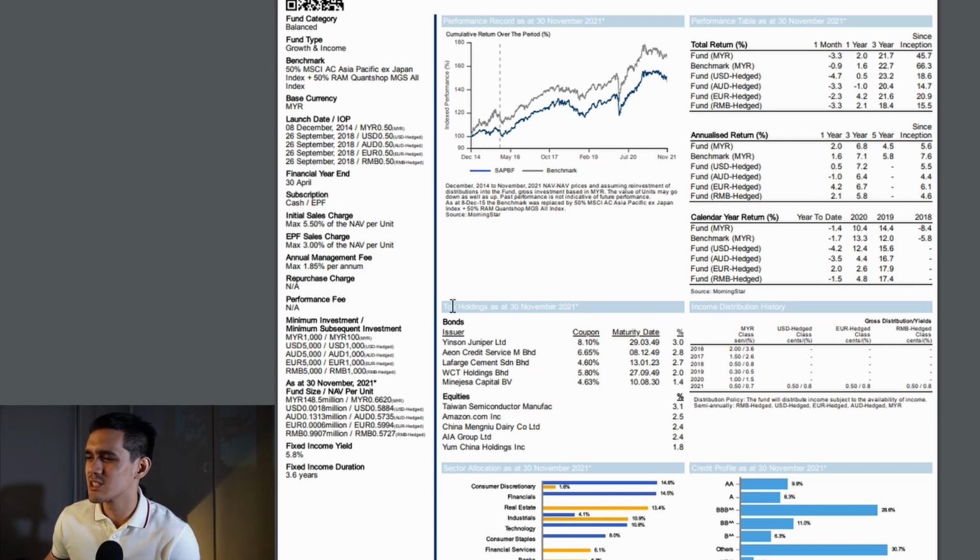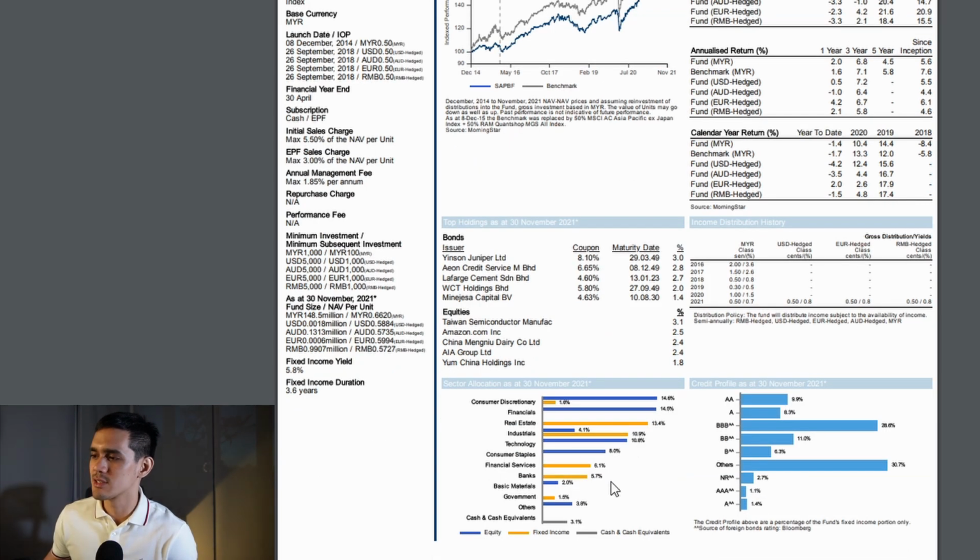In terms of asset allocation, again, same thing. They don't mention what is the split between bonds and equities, which is a bit weird, but they do tell you what kind of bonds they invest in. So Yinson, Aeon Credit, Lafarge, these look like they're all Malaysian companies. And then equities, their top holdings are Taiwan Semiconductor, Amazon, China Mengniu, AIA. So you can see that this is a lot more diverse in terms of country already.